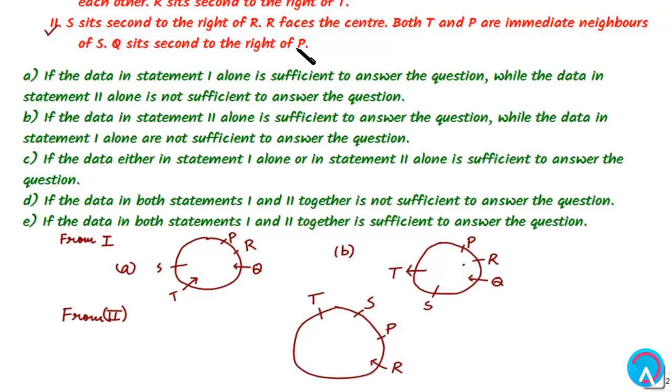Q sits second to the right of P. So Q is sitting second to the right of P, so this can be Q. And Q can only sit to the right of P if P is facing outwards. So from here we can know the orientation of P and R only. We cannot say anything about the orientation of the rest of the three. So here the correct option will be D: data in both statements 1 and 2 together is not sufficient to answer the question.